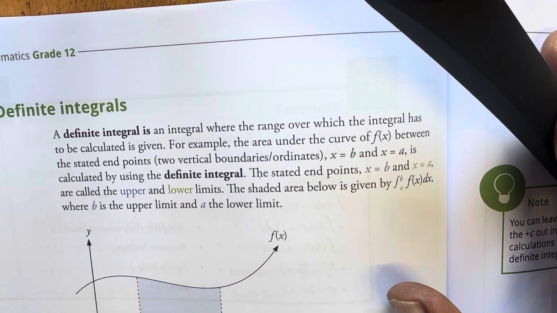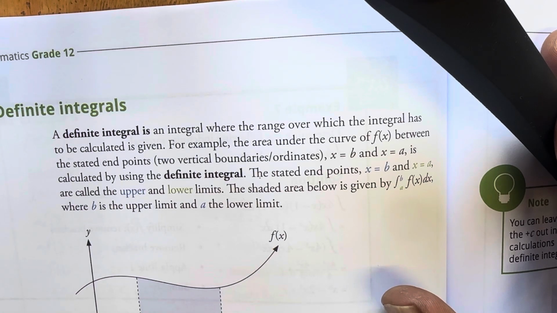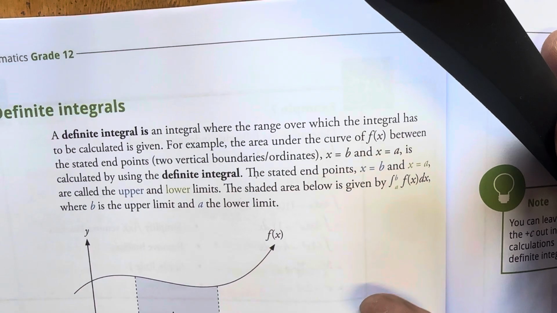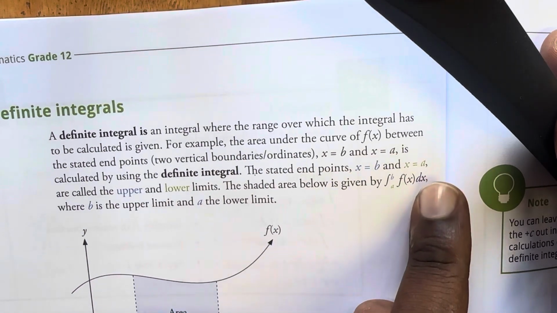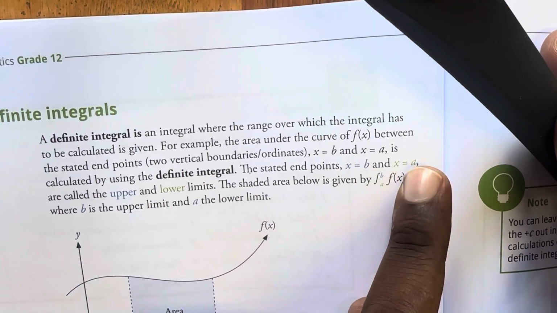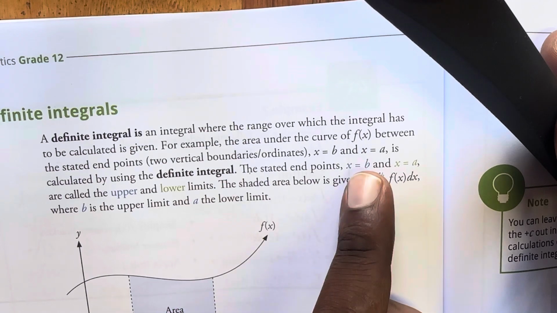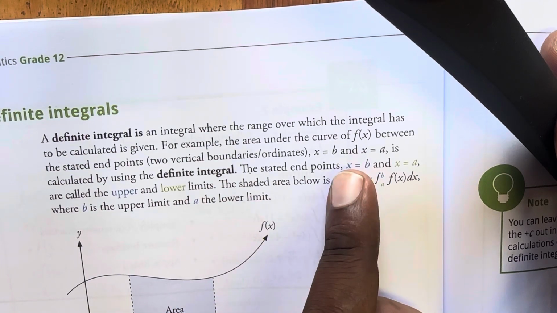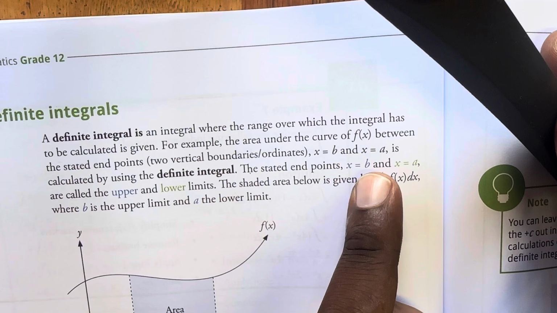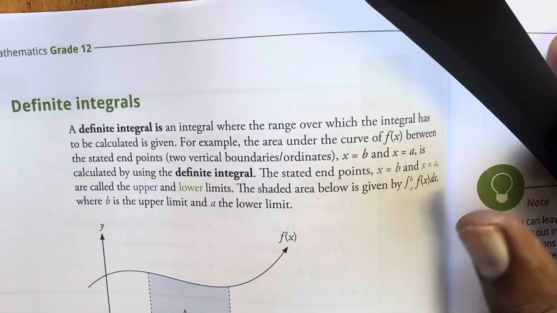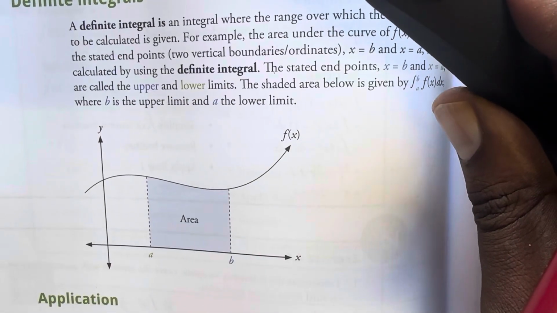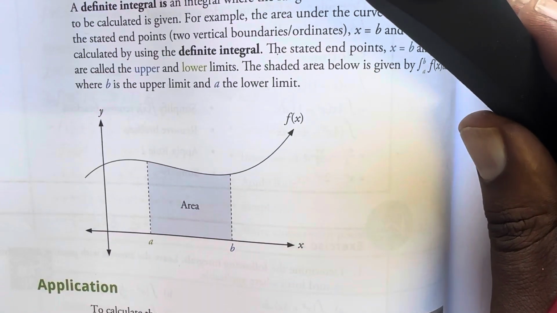In this video, I'd like to explain what I did in the first video. A definite integral is an integral where the range over which it has to be calculated is given. The lower limit is x equals a, and the upper limit is x equals b. The area of the shaded part is this one.